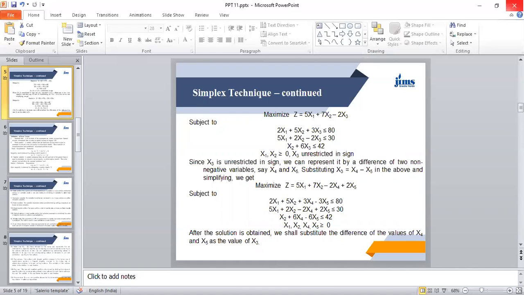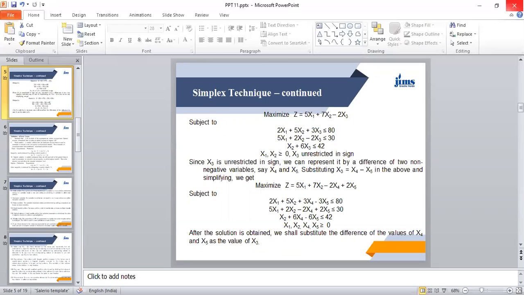But what happens if x4 is lower than x5? Then x4 minus x5 will become negative. x4 is greater than x5, then x4 minus x5 is positive. And if x4 and x5 are both equal, then x3 will be equal to 0. So whatever be the value of x3, positive or negative, x4 and x5 are always positive. So we replace x3, which is unrestricted in sign, by x4 minus x5, that is difference of two variables which individually are positive.